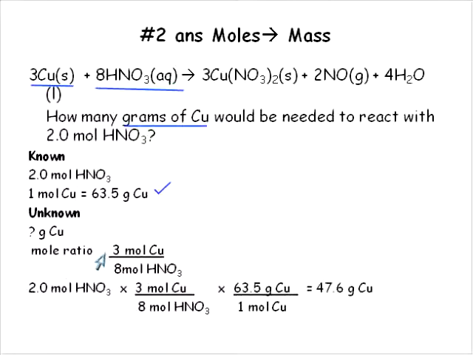Here's our mole ratio: for every 3 moles of copper that is used, we need 8 moles of nitric acid. So this is our mole ratio right here, and let me box it in. And here we use it. If we stopped at this point, we would have moles of copper. But the question asked for grams of copper, so we have to convert moles to grams. We know 1 mole of copper is equal to 63.5 grams; we looked on the periodic table for the mass of copper. We do the math: 2 times 3 times 63.5 divided by 8, we get 47.6 grams of copper.